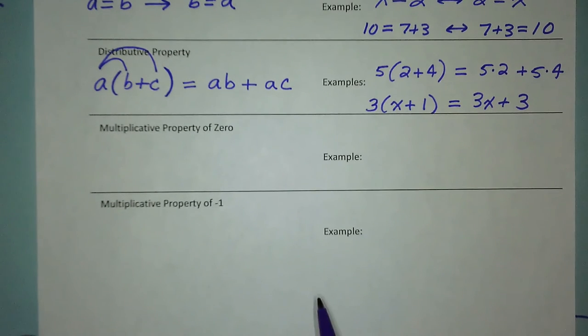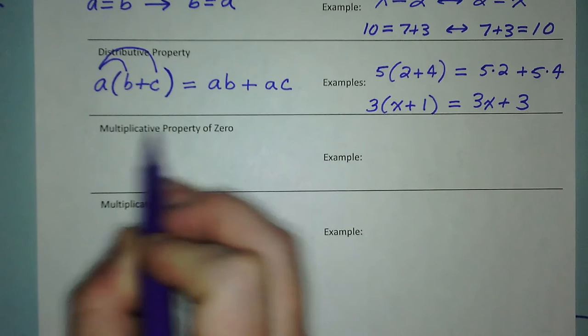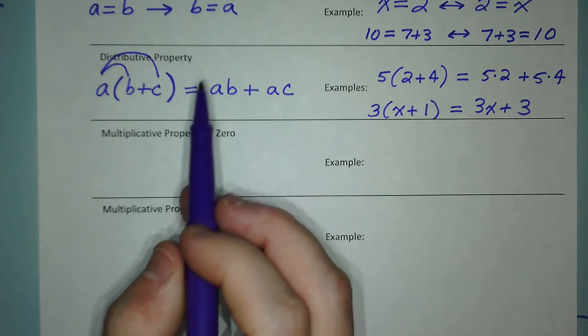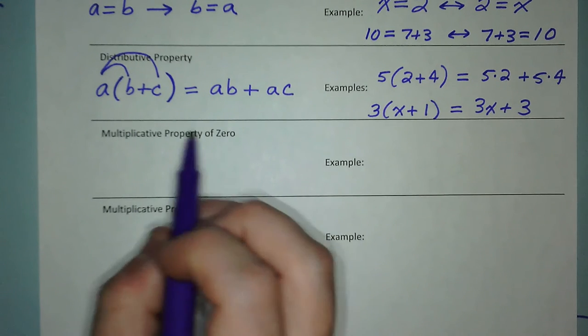All right, really the final stretch. The multiplicative property of 0. I mean, these titles are all pretty clear. They're pretty good descriptive titles here.